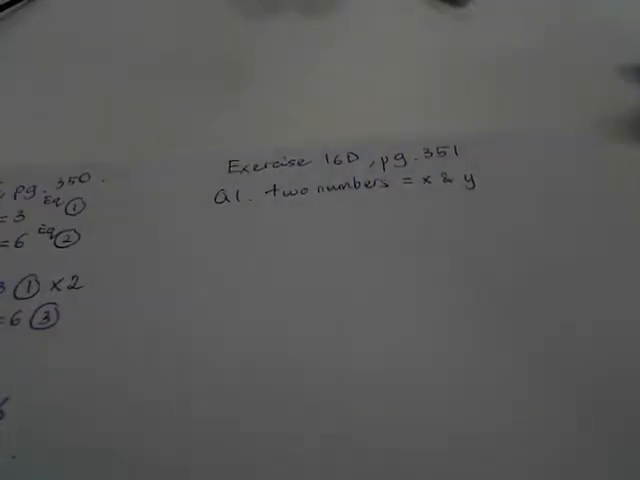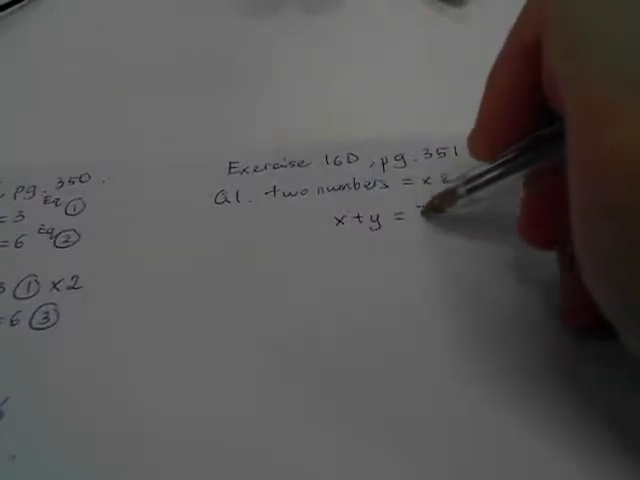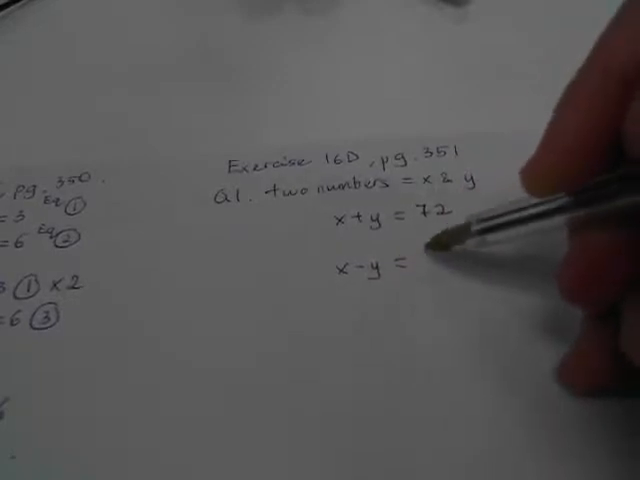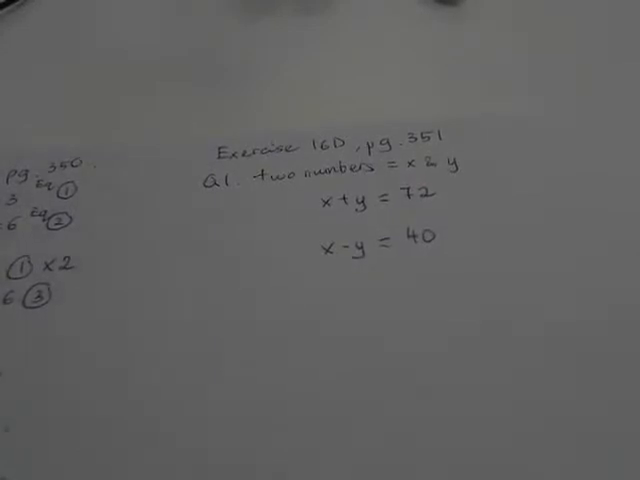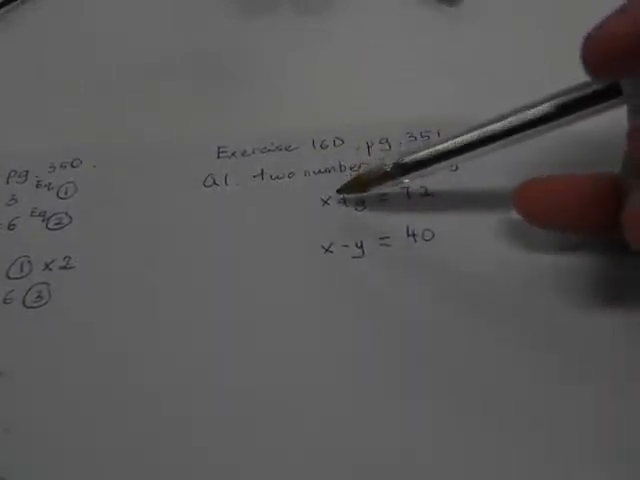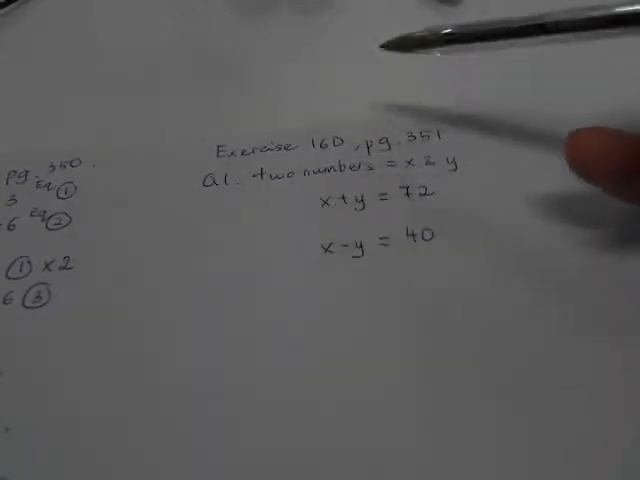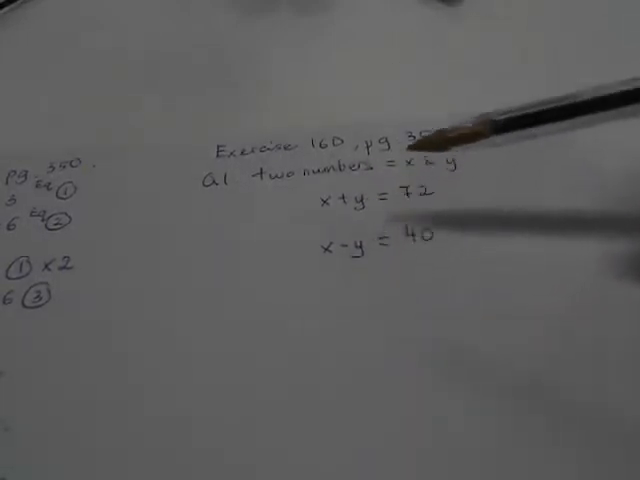Alright, the sum of two numbers is 72. So the sum of the two numbers, x plus y, equals 72. And the difference would be 40. So x minus y equals 40. Now in this case, some of you might ask me, can I do the elimination method? You can use the elimination method because two of your variables here are of the same kind. But the thing here is, one is positive and positive, the other is positive and negative. So the best way to get rid of that y is to add it together.